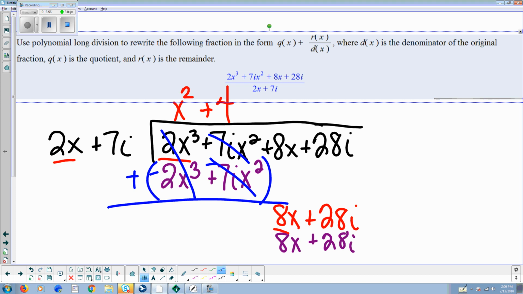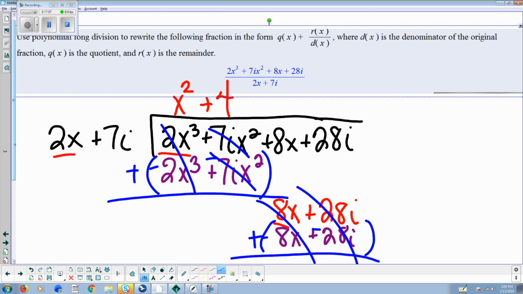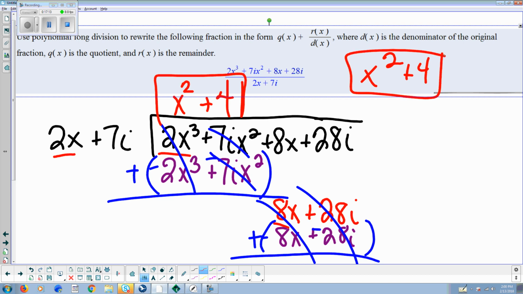Subtract. Distribute in the subtraction. Everything cancels. I'm left with no remainder. So my quotient and my answer is just x squared plus 4. No remainder. That part is not necessary if you have no remainder.